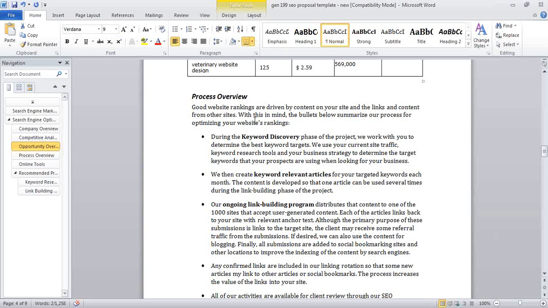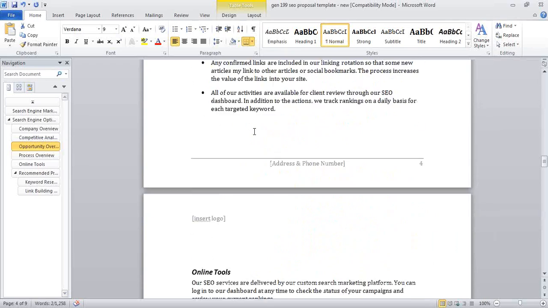Great. Okay, so the process overview is for the most part boilerplate. This is just explaining our general approach to SEO, what link building is, how we write informational articles, and post those articles on various sites with links back to the client's website, what RSS syndication is, and then essentially how that all fits together.